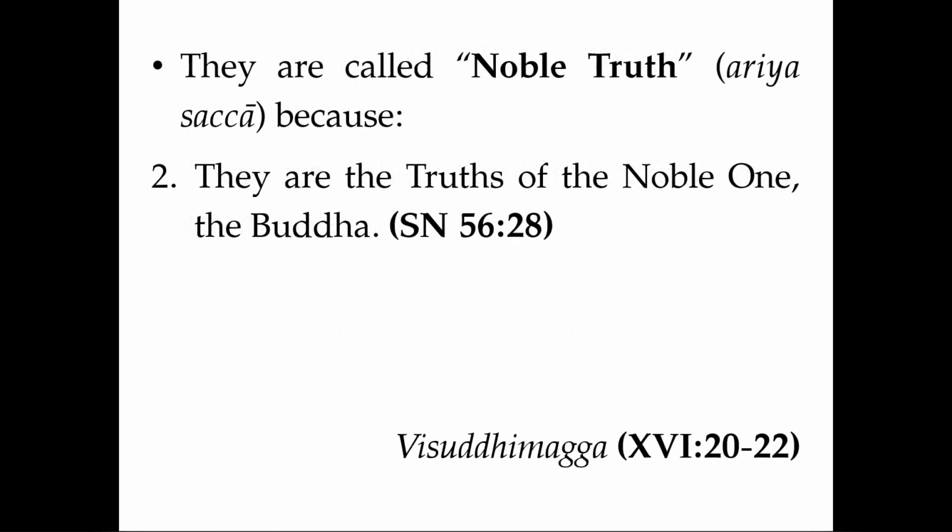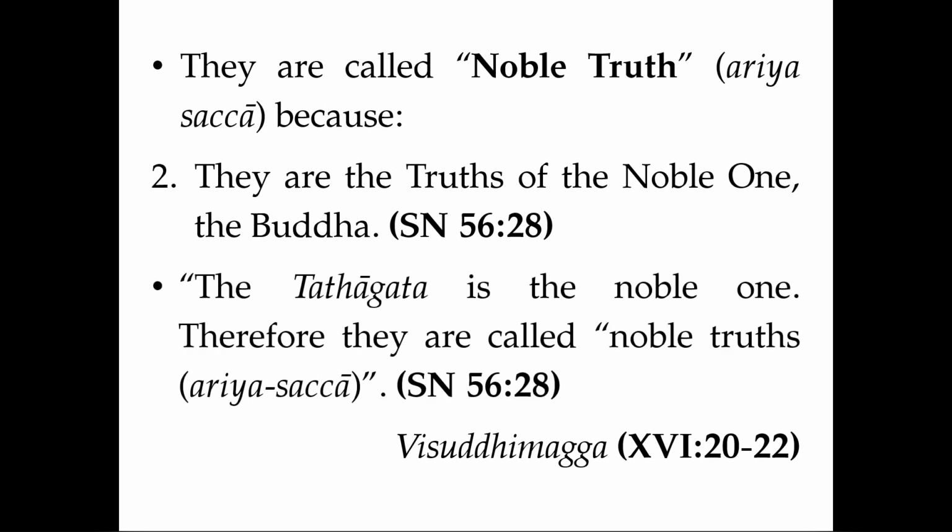The second one: they are called Noble Truths because they are the truth of the noble one. Here, the noble one means the Buddha. The truth of the Buddha. The Buddha preached these four truths. For that reason, it's called Ariya Satcha. The Tathagata is the noble one. Actually, in Samyutta Nikaya, the Buddha said that the Tathagata is the noble one. Therefore, they are called Noble Truth, Ariya Satcha. The Buddha himself said that. Quoting this sutta, Visuddhimagga said that they are the truth of the noble one, the truth of the Buddha.